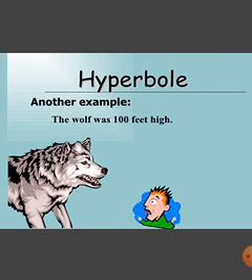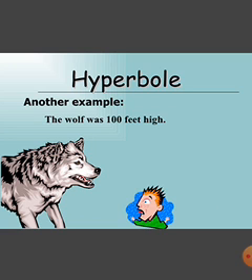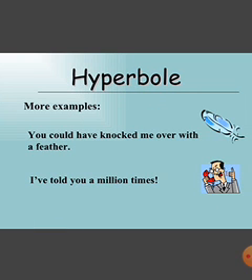Then let's look at another example. The wolf was 100 feet high. You know how high 100 feet is? We have human beings that are as tall as 6, 7, 8 feet. But this time around, you are saying 100 feet. Imagine how high. So it's not possible for us to have a wolf that was as high as 100 feet. It's just an exaggeration.